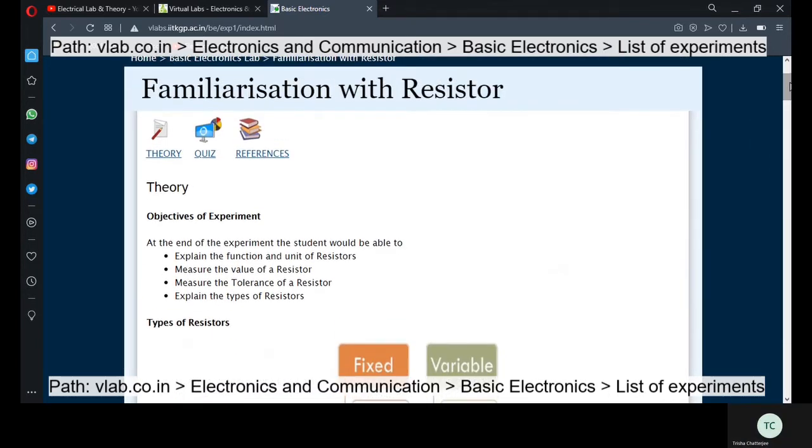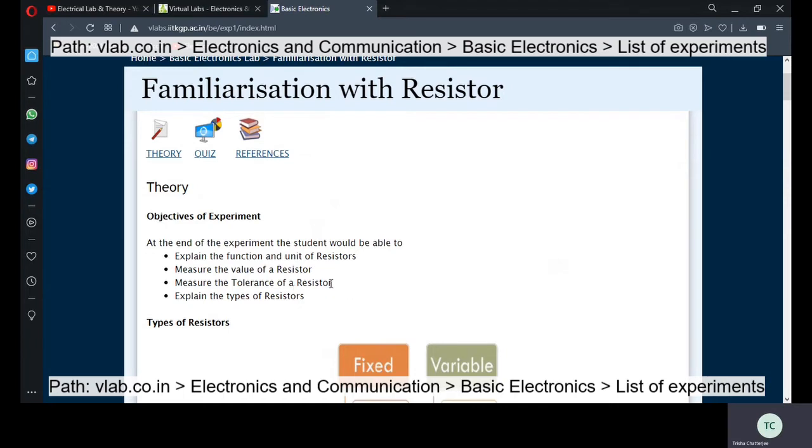So the first part is the objectives of familiarization with register, right? At the end of the experiment, the students would be able to explain the function and the unit of registers, right? What is the unit of resistance? Ohm, right? Ohm is our resistance unit. So measure the value of resistor, which we are going to discuss.